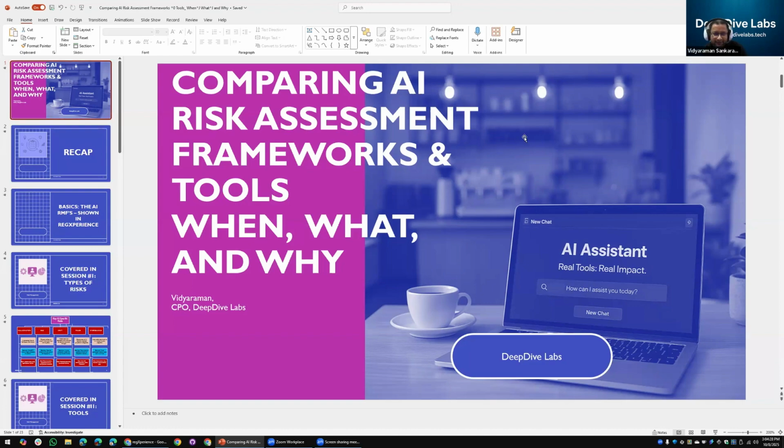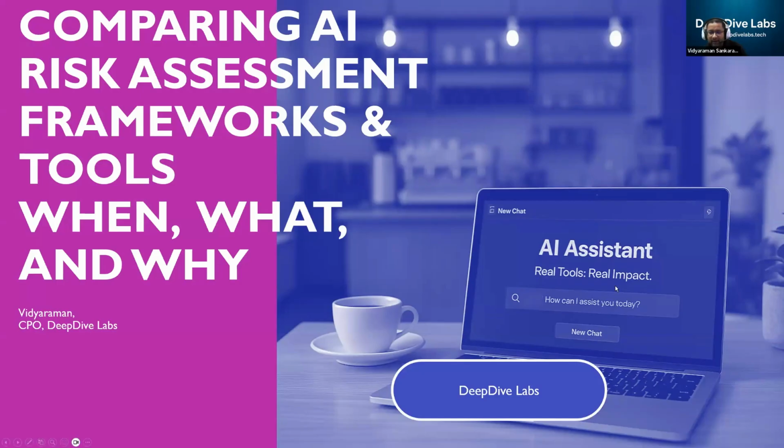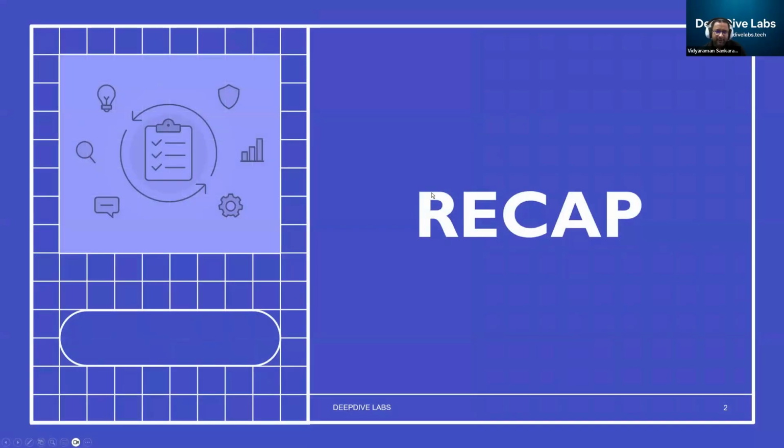So let's get started today. The session today is the third in the series of artificial intelligence risk management, and the topic is comparing the risk management frameworks and tools: when, what, and why. So let's go ahead and have a very quick recap of what we did in the first two sessions so that we can set context on what is actually available in this particular screen here.